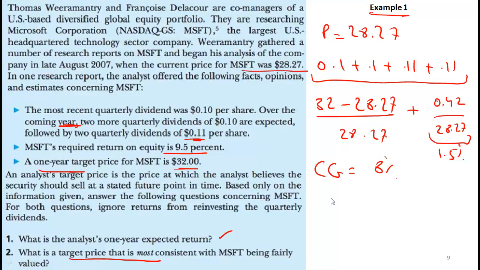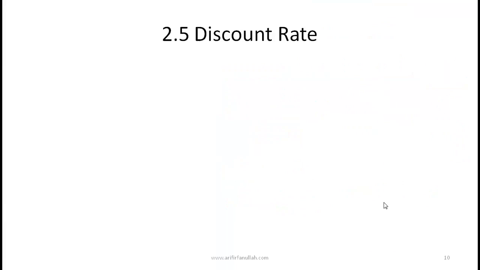So if the stock is properly priced, then the target price would be 28.27 times 1.08. Okay, so simple stuff, but requires some work. Make sure you go back and look at that example in the curriculum.